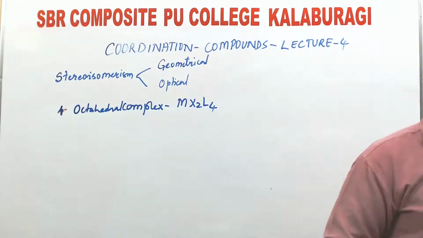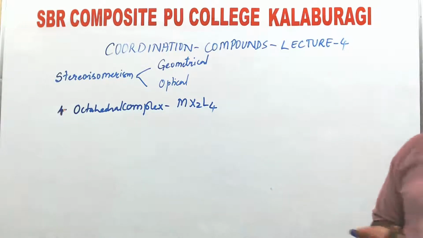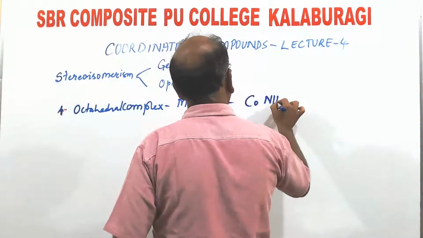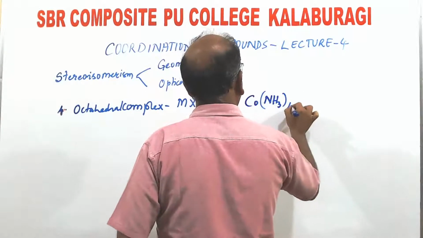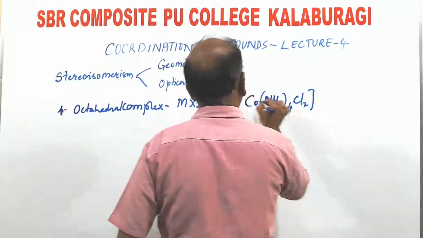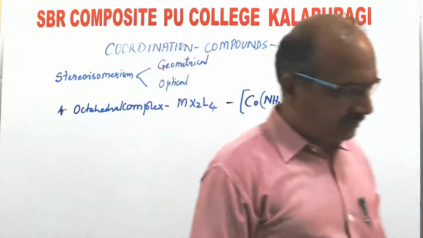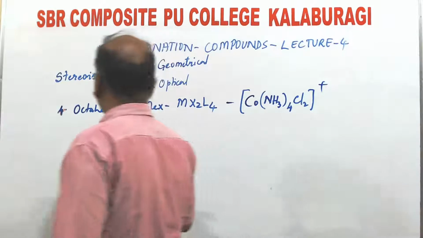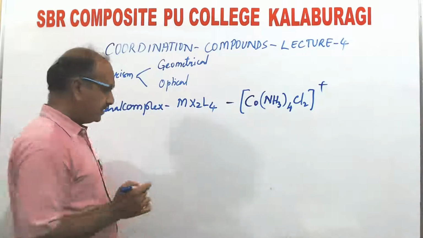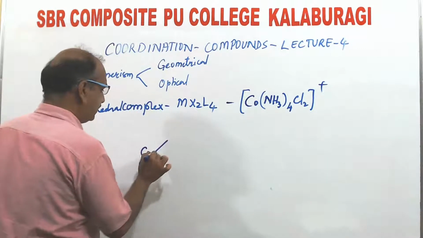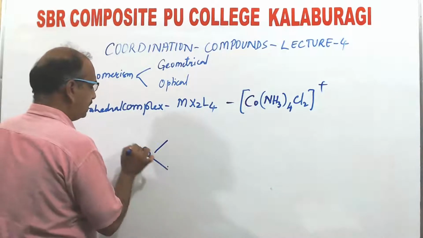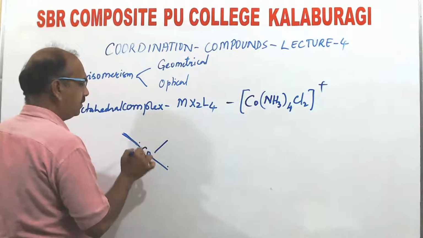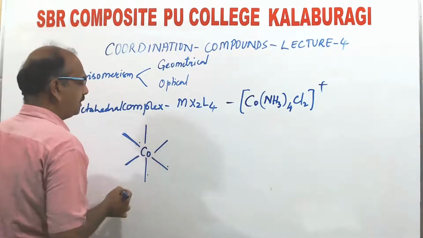Example for this: Co(NH3)4Cl2, with a plus charge. Octahedral means 8 faces. It has got cobalt at the center, like this.